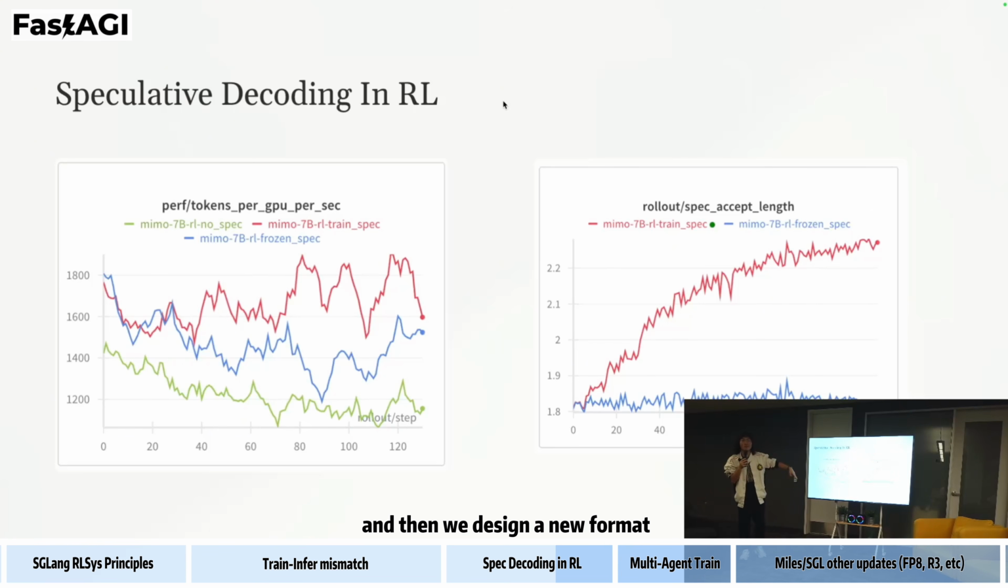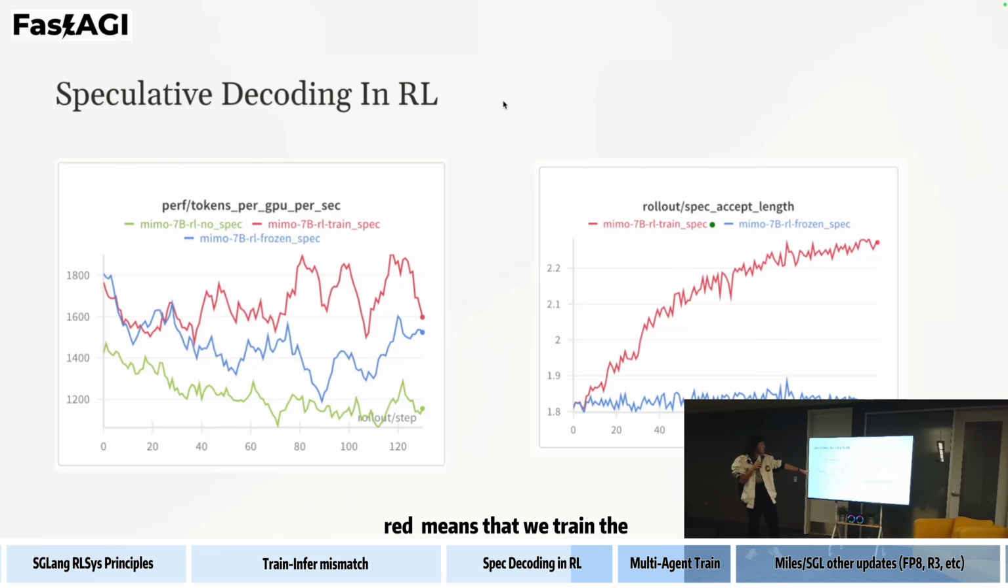Then we designed a new form of speculative decoding for RL. We call it online SFT. Online SFT means that we define a conjunction loss for the draft model, and at the same time we train the verify model. You do not need to know what the actual loss is, but the idea is that we want to make sure these two models move together, so their distribution shift would not expand. So that's the red line.